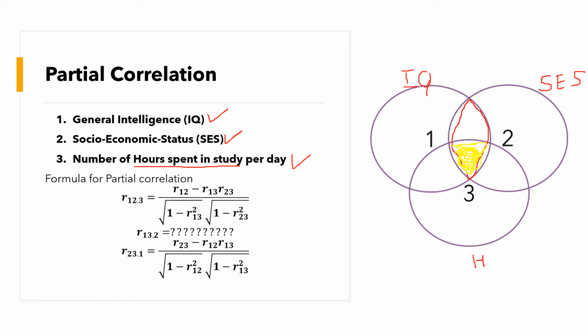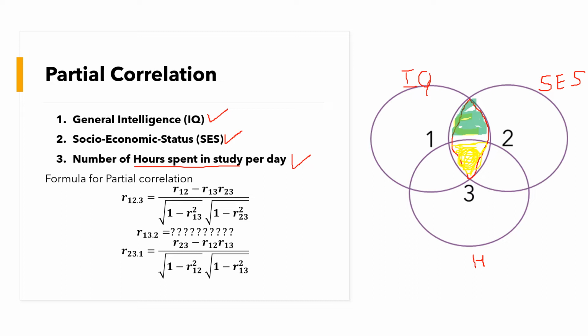If we want to calculate the true relationship, this part, in a different color, is the true relationship between variables 1 and 2, meaning IQ and socioeconomic status. Through partial correlation we can calculate it. So now we go to the formula.